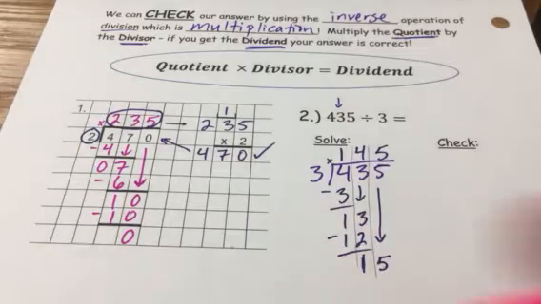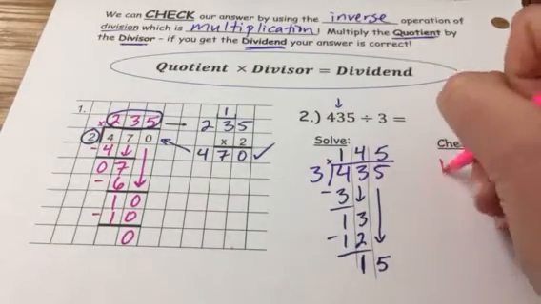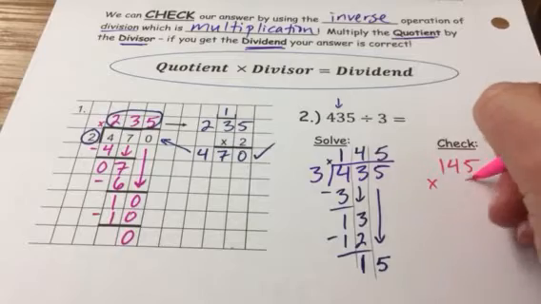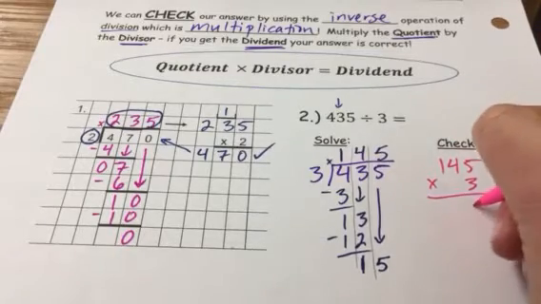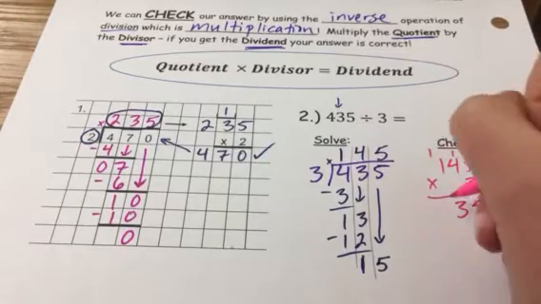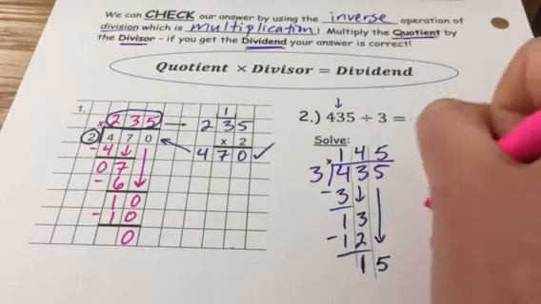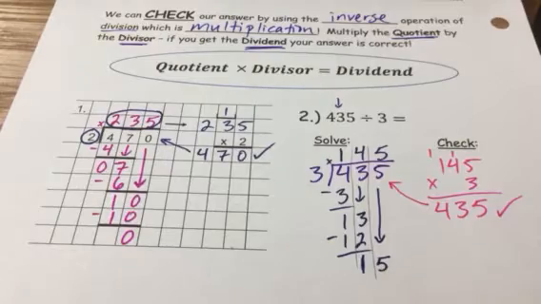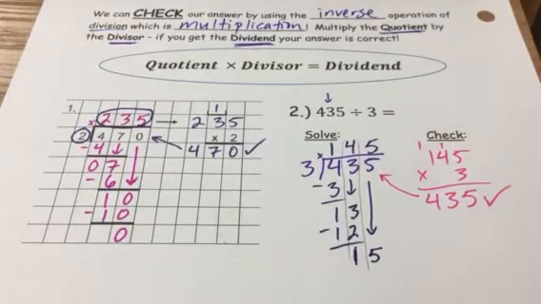Now this is really important. We are going to want to check our work. We're going to take our answer and multiply it by the divisor. 12 plus 1 is 13. 3 times 1 is 3 plus 1 is 4. I'm back to my original dividend, which means I got my answer correct.